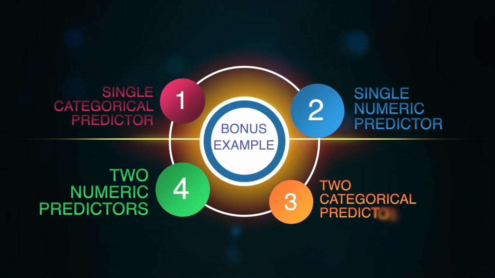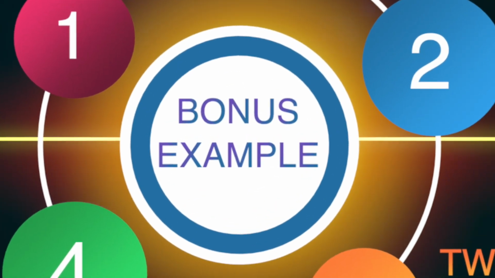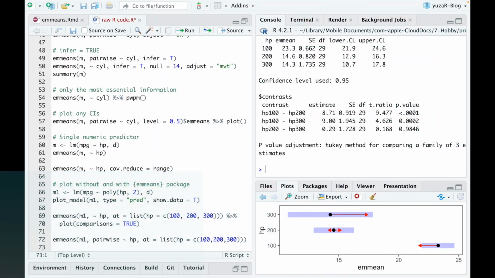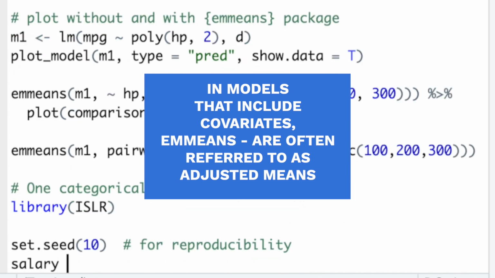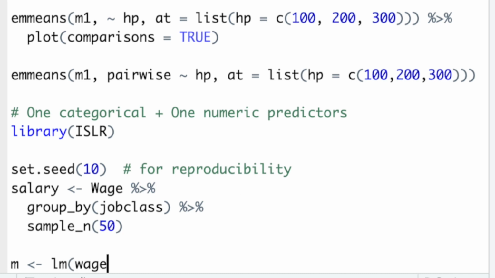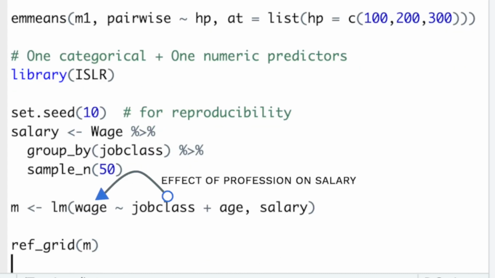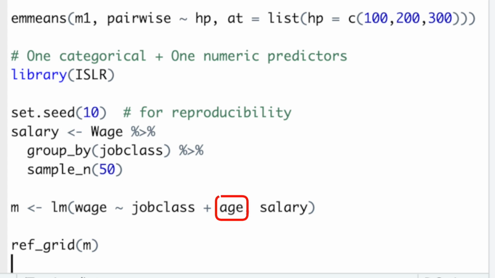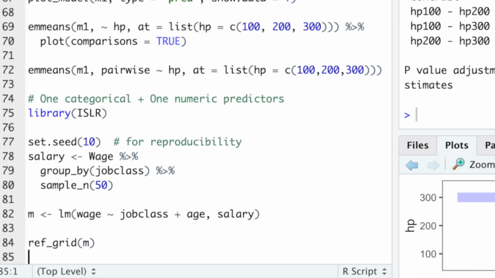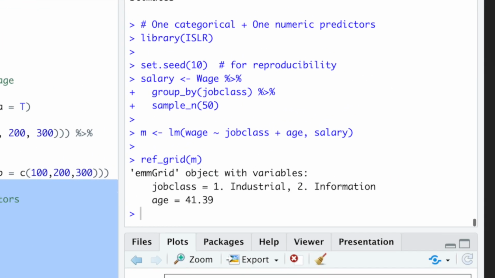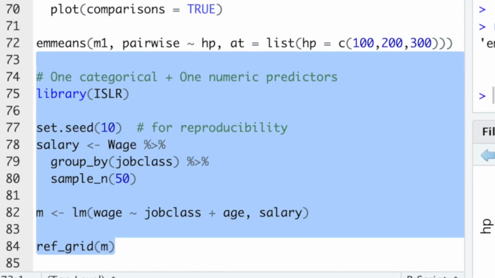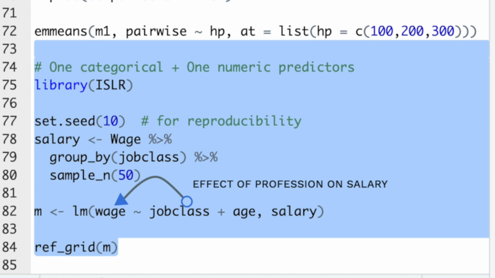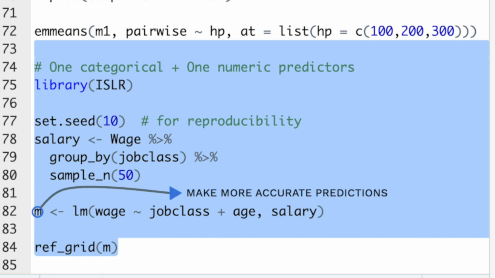Now, having learned what emmeans does with one categorical and one numeric predictor, let's figure out what happens if we have both in a multiple model. In models that include covariates, estimated marginal means are often referred to as adjusted means. For example, consider a scenario where we want to understand the effect of profession on salary. We might include age as a covariate in our model because salary certainly changes over the lifetime. By holding age constant at its average, we are controlling for the influence of age and are able to better understand the unique effect of profession on salary and therefore make more accurate predictions.